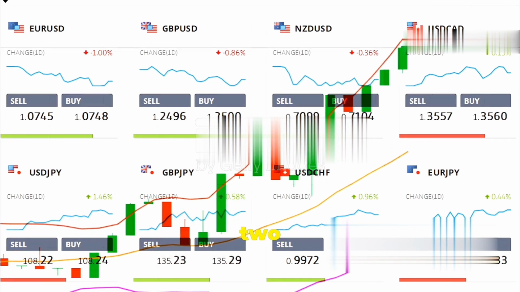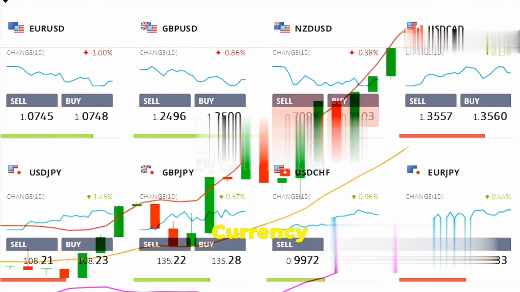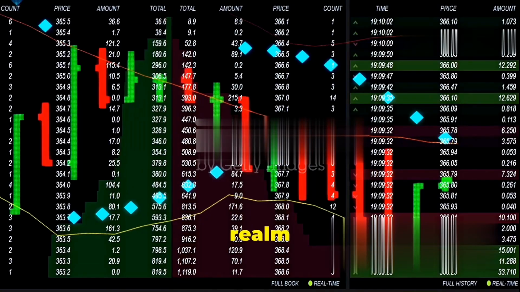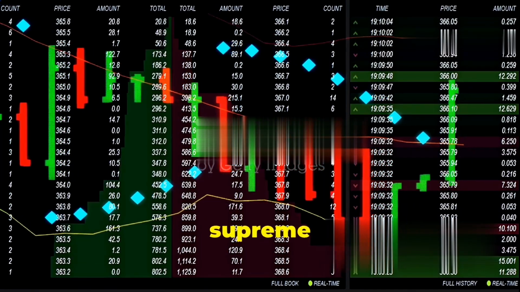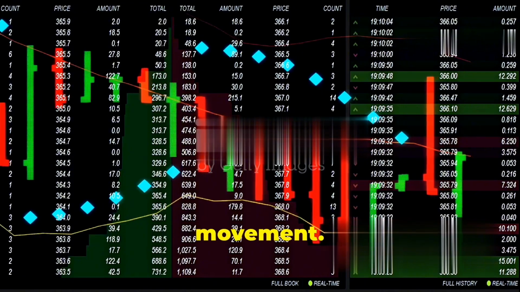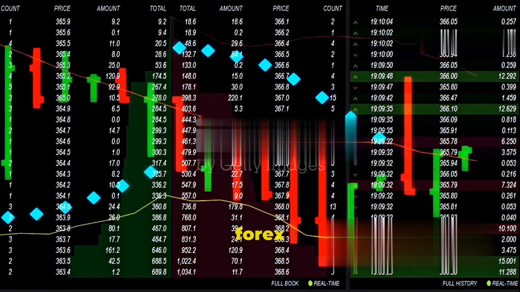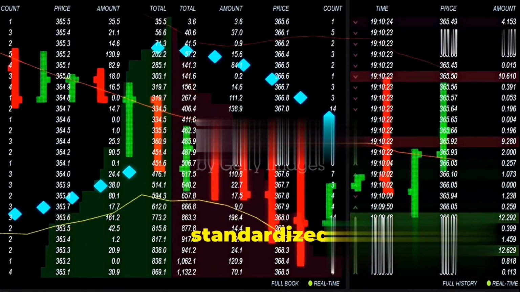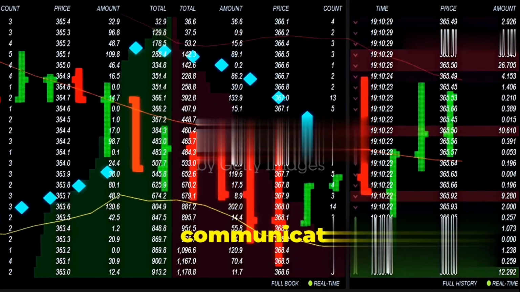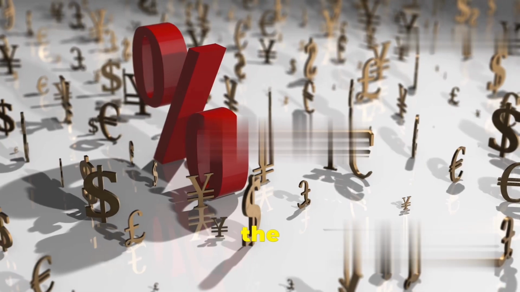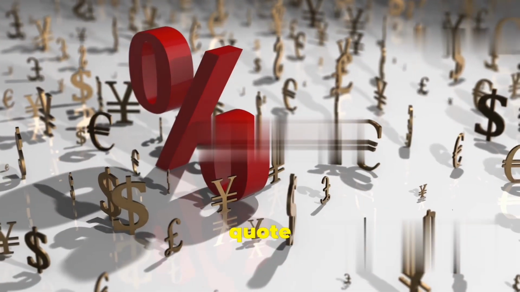Welcome to Section 2, Understanding Pips, the Currency of Profit and Loss. In the realm of Forex trading, pips reign supreme as the fundamental unit of price movement. They are the building blocks of the Forex market, providing a standardized measure for traders to quantify and communicate price changes. A pip, short for point and percentage, represents the smallest increment by which a currency quote can change.